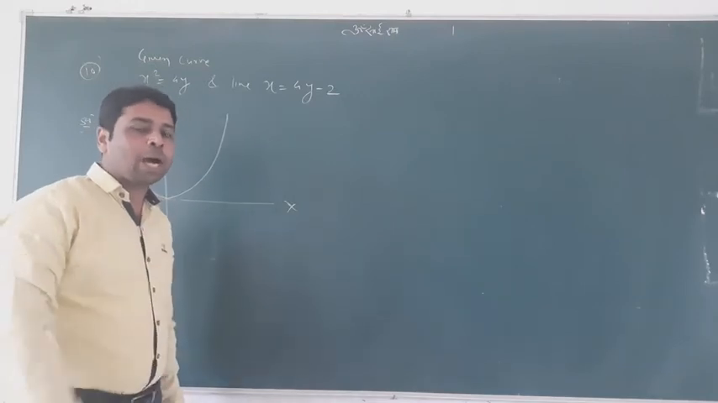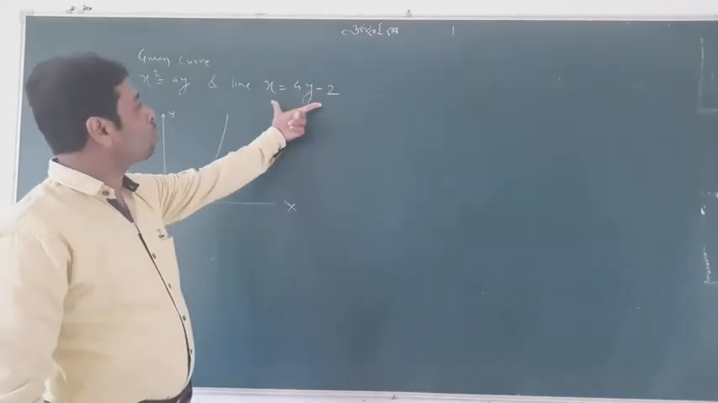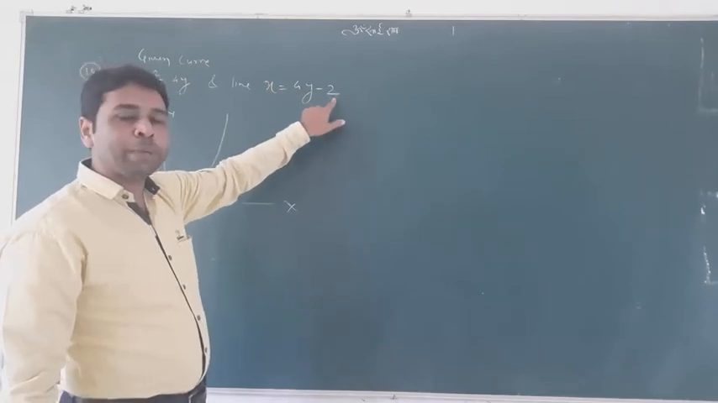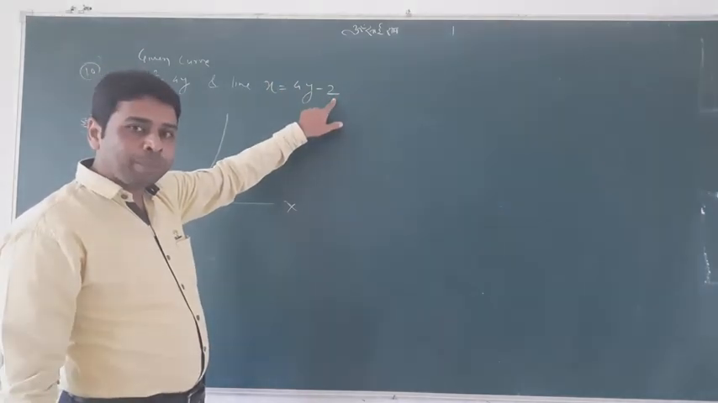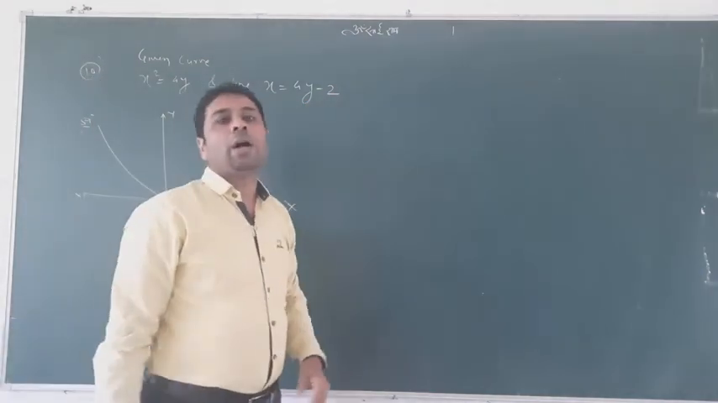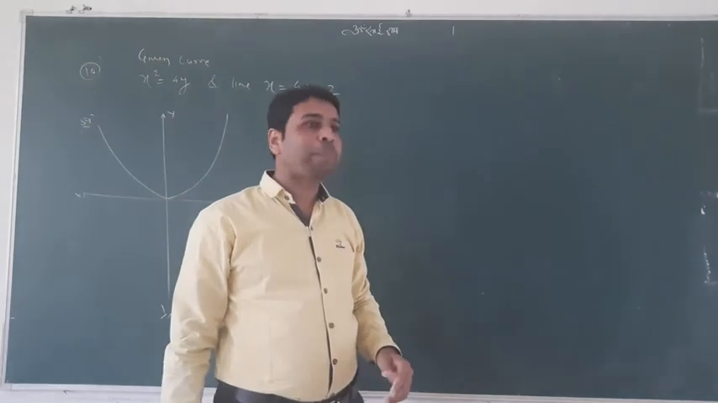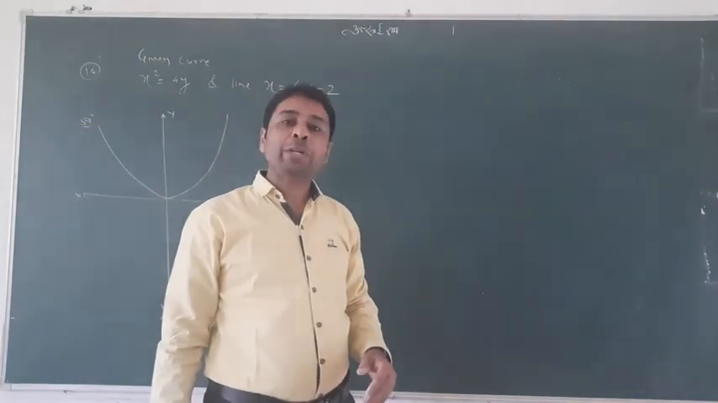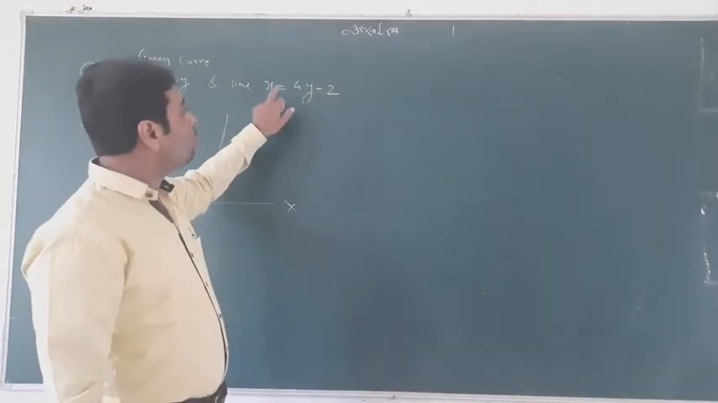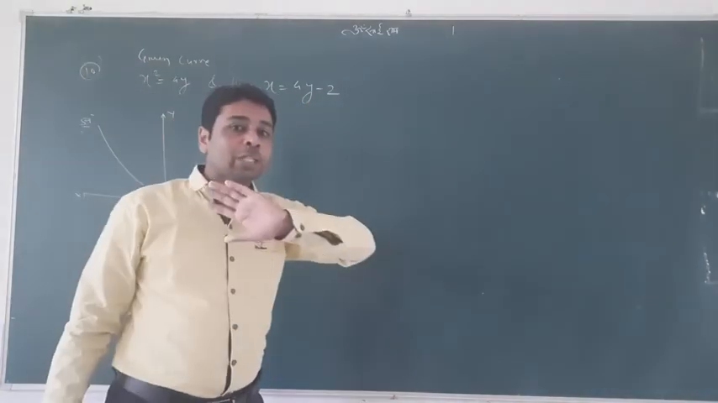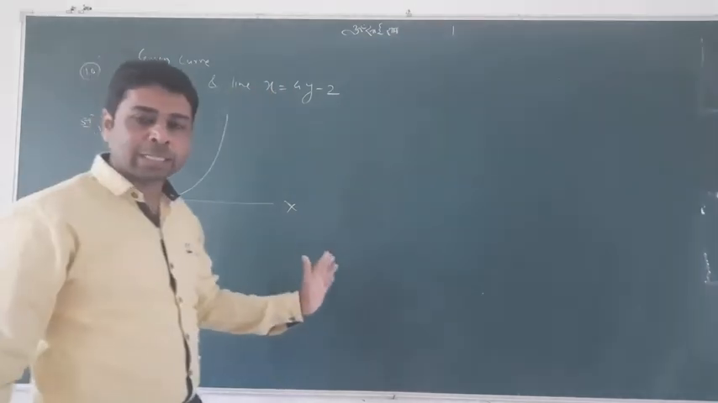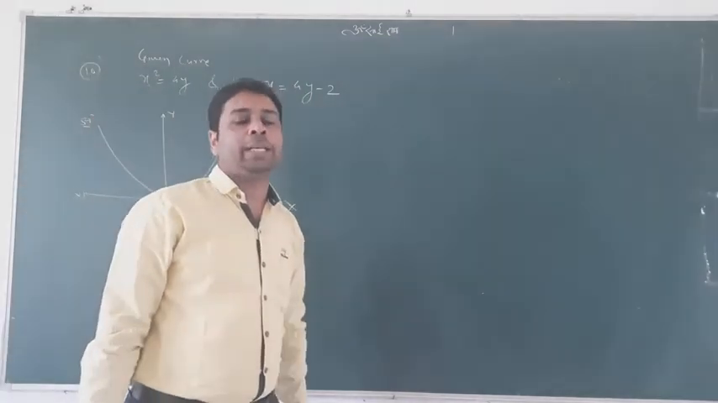We still have to do the hard work, because we have to draw the line x equal to 4y minus 2. Whenever a line has a constant term, it is not a simple line parallel to any axis that can be drawn easily. Here x equal to 4y minus 2 is not parallel to any axis; it is a slant line between the axes. So we will try to draw the line.